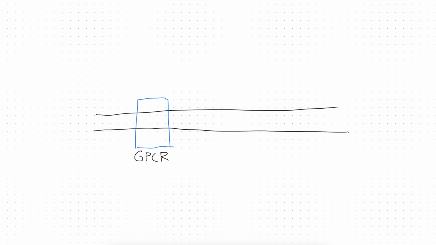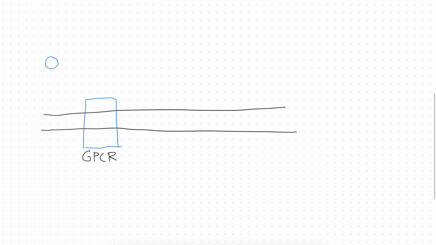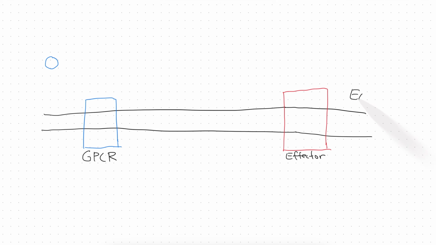And then there is some ligand over here. Right, there's some ligand over here. And in this G protein coupled receptor scheme, we also have an effector over here. So I'm gonna draw out an effector. And let me label the outside as extracellular. And here we have intracellular.